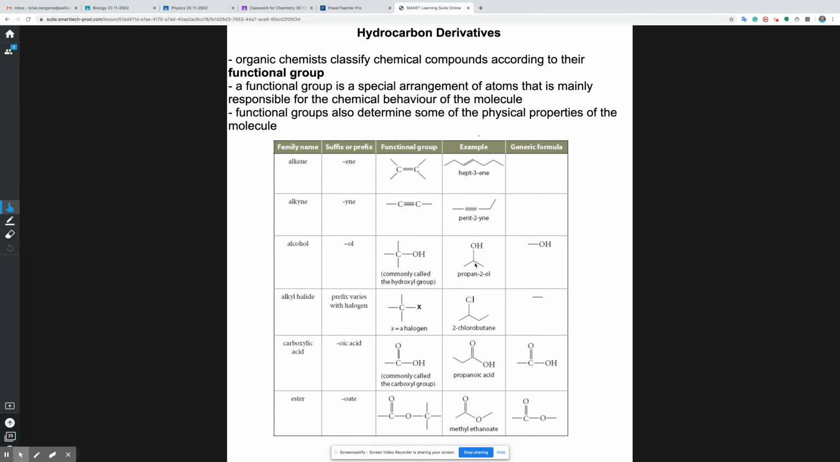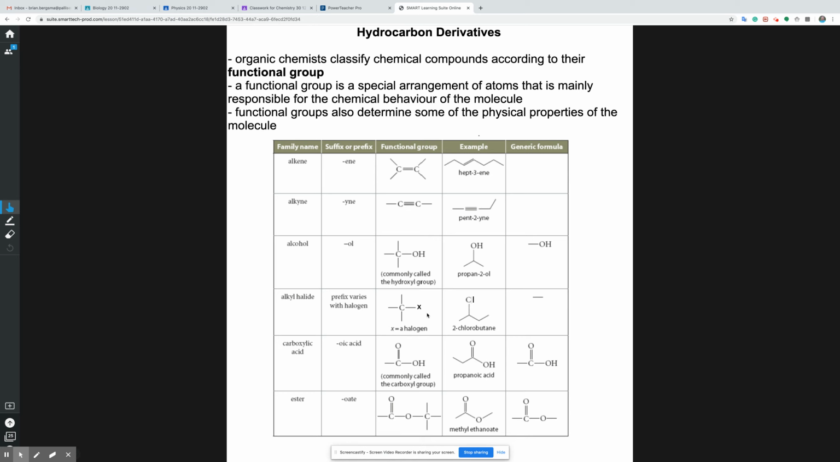The alkyl halides, this just means there's going to be a halogen coming off. The prefix will have a halogen, like this one here, 2-chlorobutane. The halogen would be chlorine, coming off the second carbon. X just represents any halogen. Again, the halogens are chlorine, fluorine, bromine, and iodine.